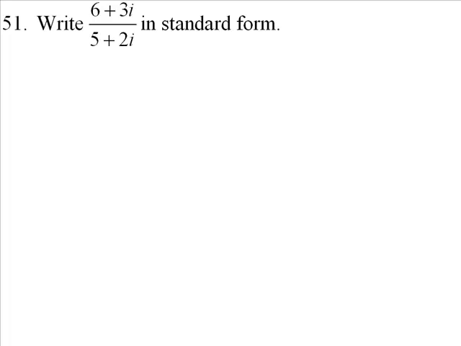Write 6 plus 3i over 5 plus 2i in standard form. Now we're going to multiply the top and bottom by the conjugate of the denominator. The denominator is 5 plus 2i, its conjugate is 5 minus 2i. So the top and bottom get multiplied by 5 minus 2i.